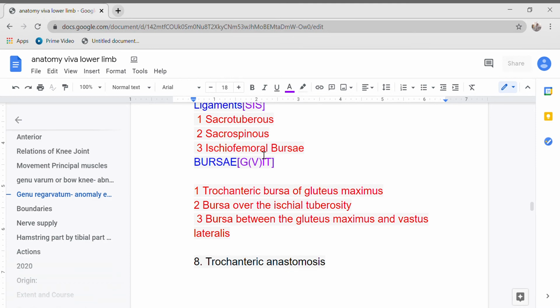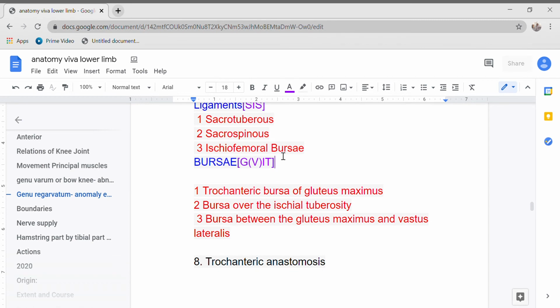Bursae you can remember GIT, but G you can remember GV, the music director. So G is for the gluteus maximus and vastus lateralis, there is a bursa. I is for ischial tuberosity, that's a bursa. And the trochanteric bursa will be there of gluteus maximus. So the trochanteric bursa is enough even.